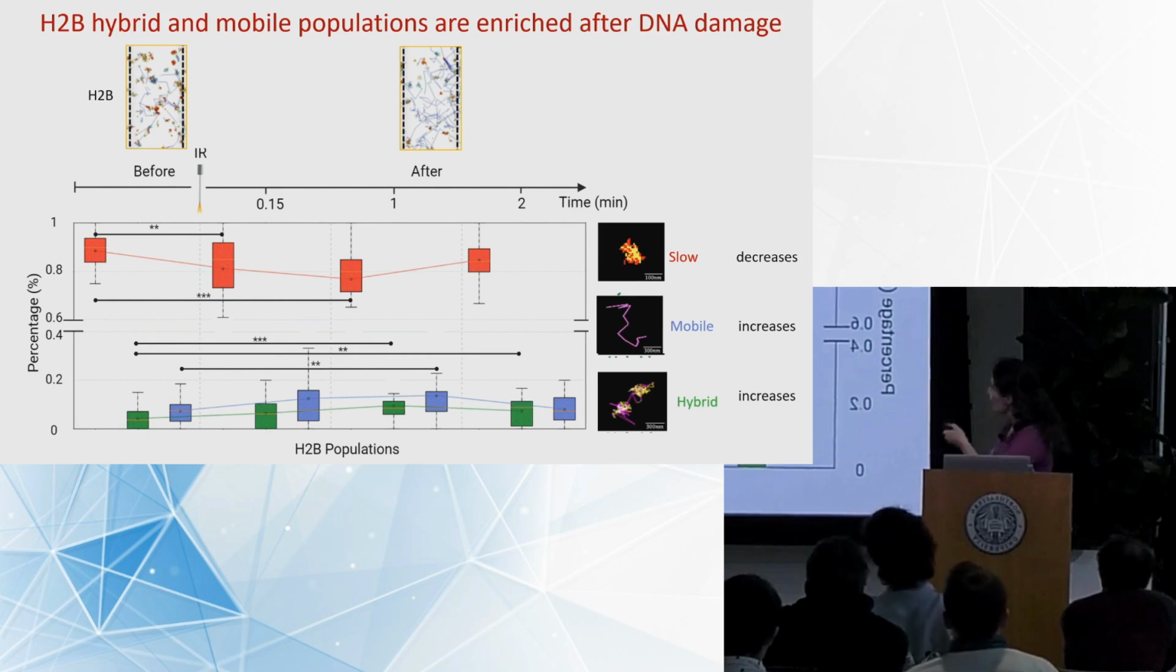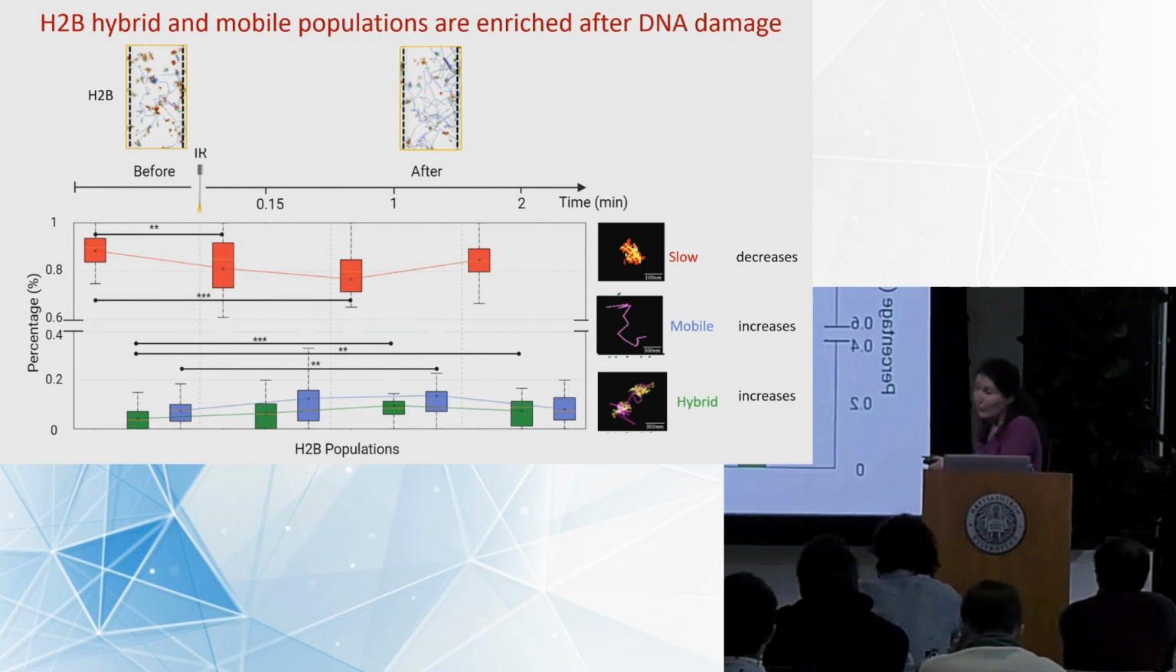we classified the different trajectories into three classes: the slow, the mobile, and the hybrid. What we saw is that the slow histones are the most abundant, of course, and upon DNA damage, there is a slight decrease of the slow population. But when we look at the other populations, they slightly increase. And we also saw that the global mobility of histones increases 1 minute after the irradiation.